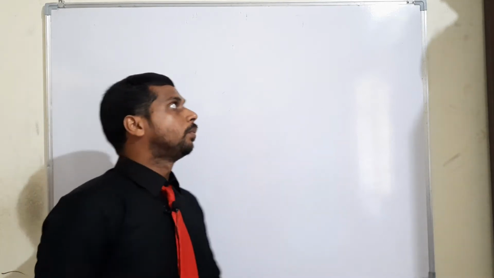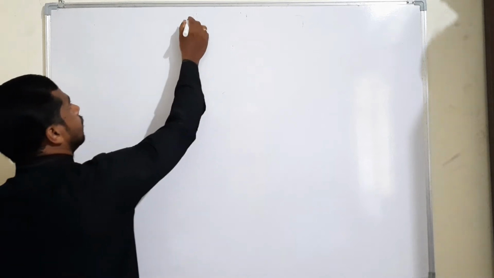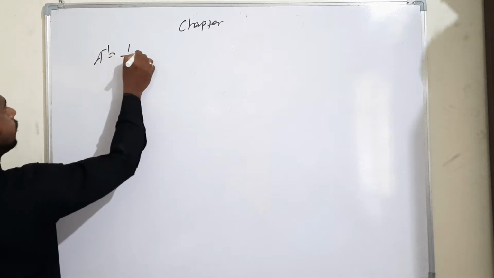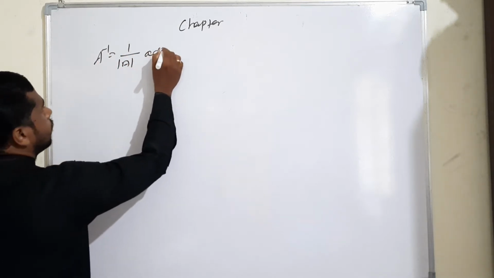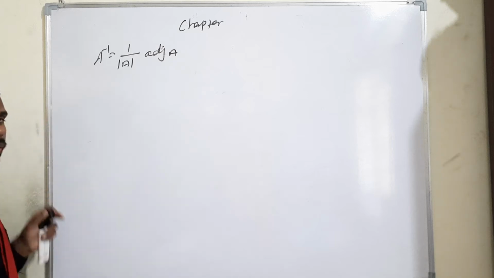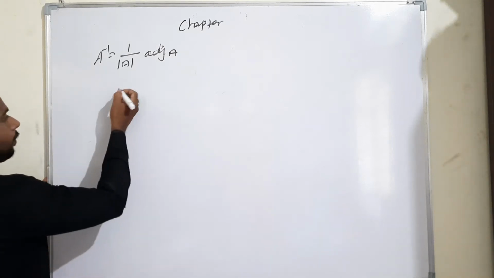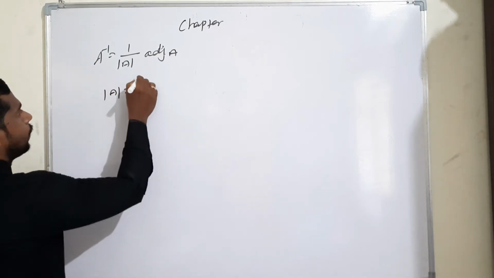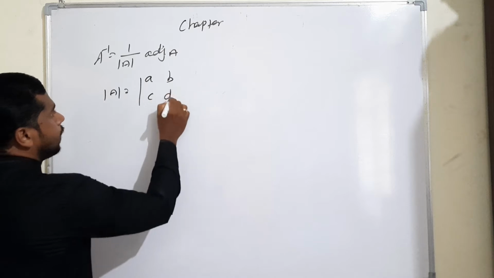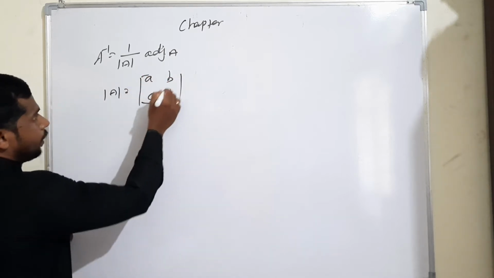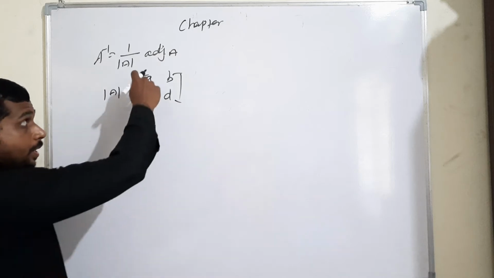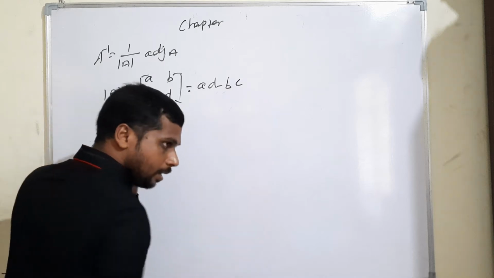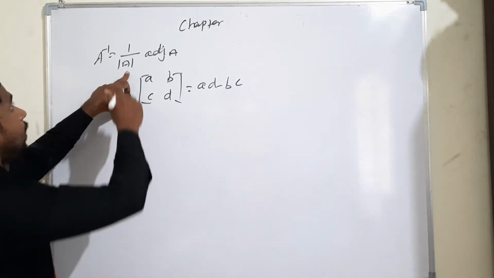In chapter number 1, the main term is A inverse, which you already know is 1 by determinant of A into adjoint of A. What is the meaning of determinant of A? For example, how do we find the determinant of a 2 by 2 matrix with entries A, B, C, D? It is AD minus BC. That is why we state the condition 1 by determinant.